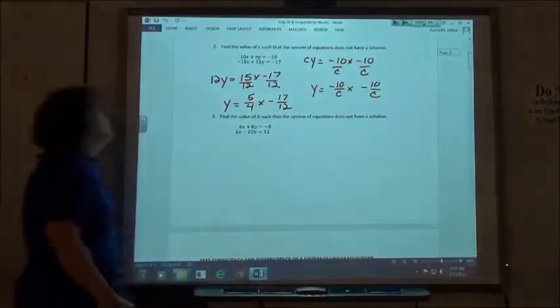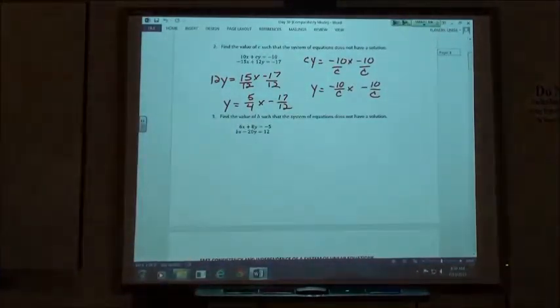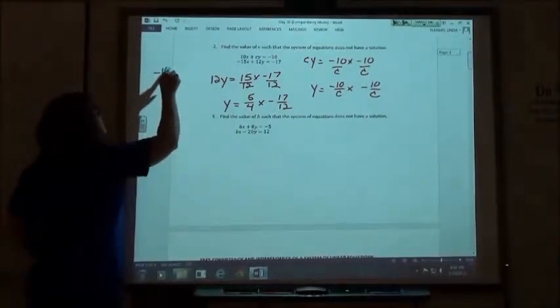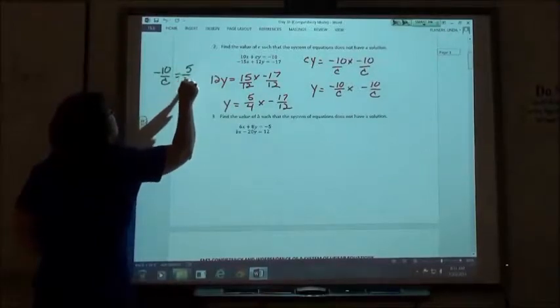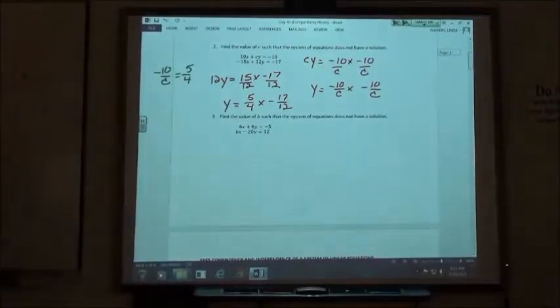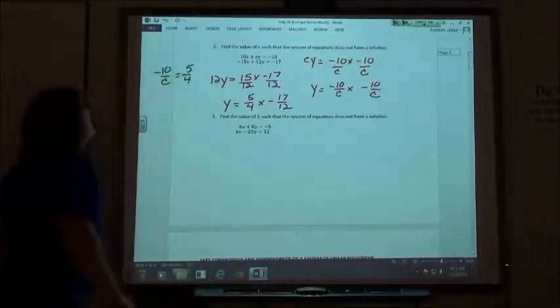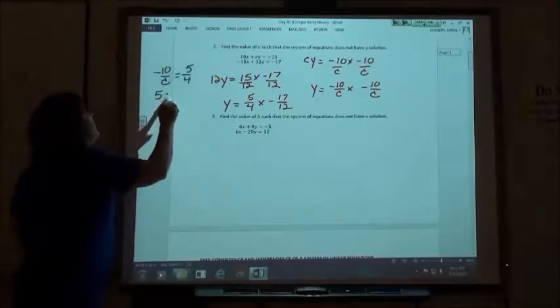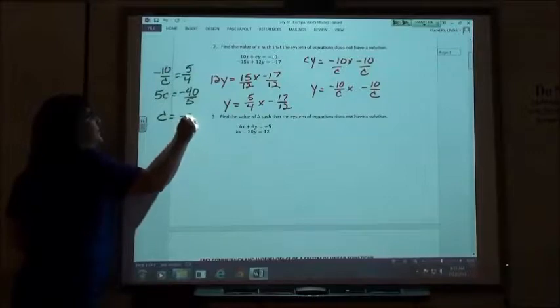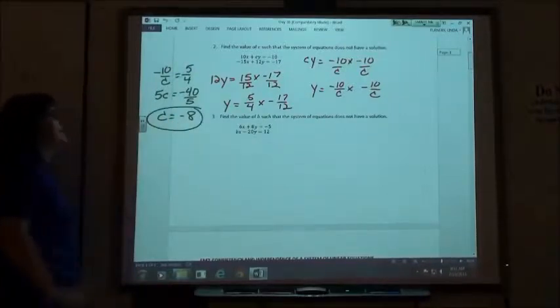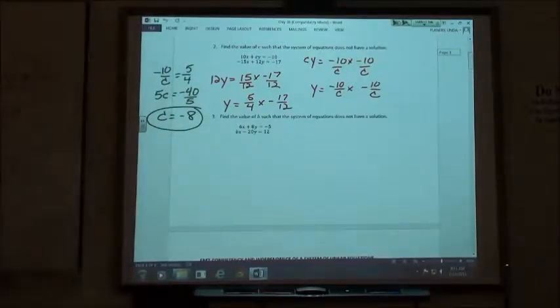So now that I have my lines in slope-intercept form, I can set the slopes equal to each other. So negative 10 over c would be equal to 5/4. And if we cross multiply that to solve it, we would get 5c equals negative 40, and dividing by 5, c is going to equal negative 8, right?